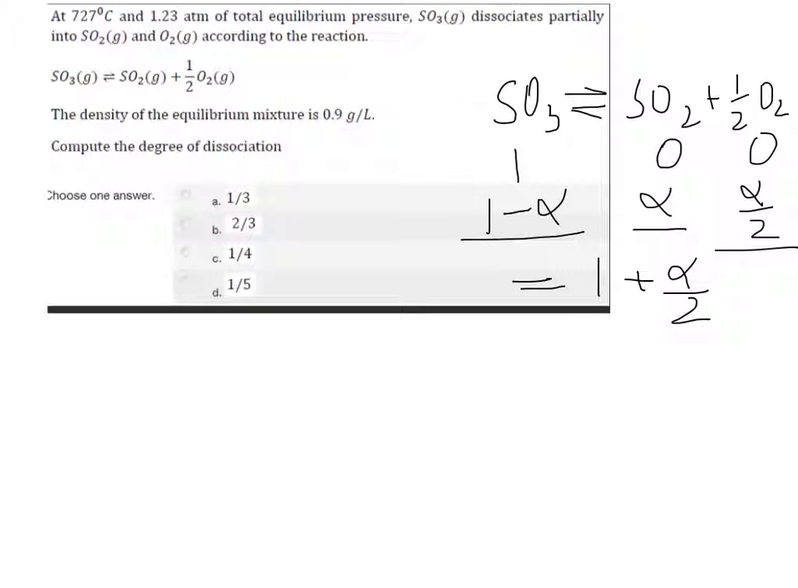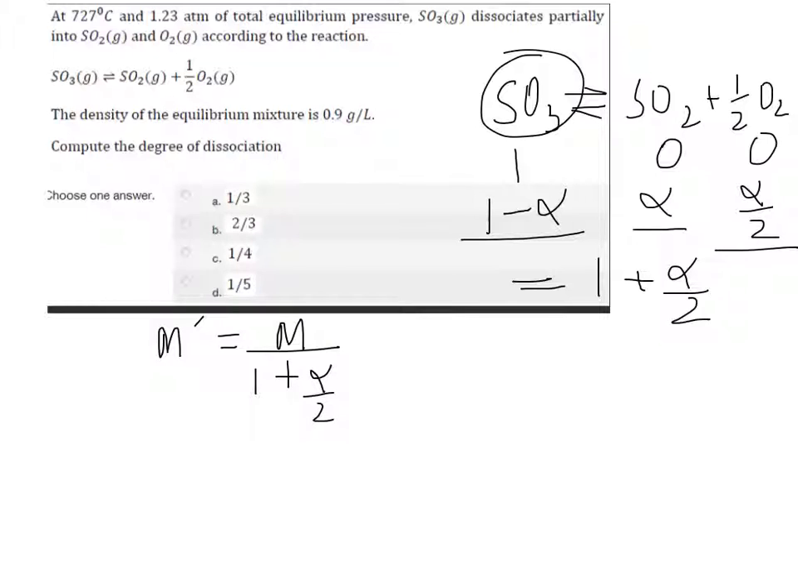Now if you remember, I had explained, and I've put up a couple of other videos as well which explain how the molar mass changes. So apparent molar mass at equilibrium, call that M prime, is equal to the molar mass of the starting material, which in this case is SO3, divided by the total number of moles. In this case that's 1 plus alpha by 2 at equilibrium.